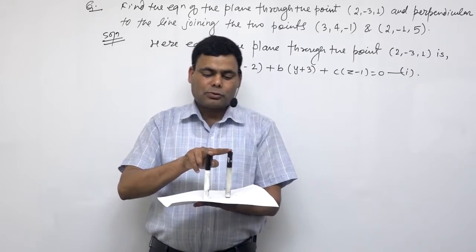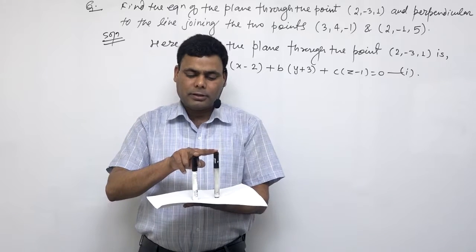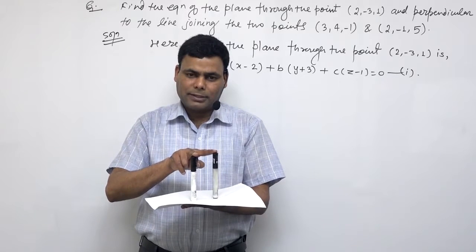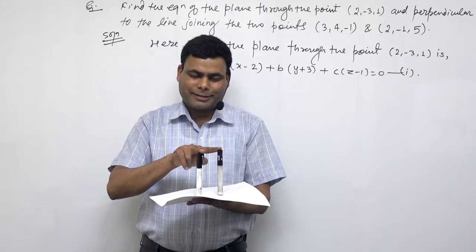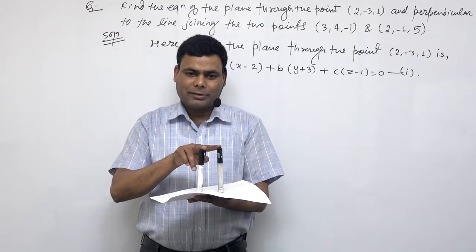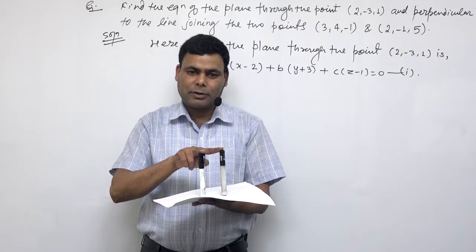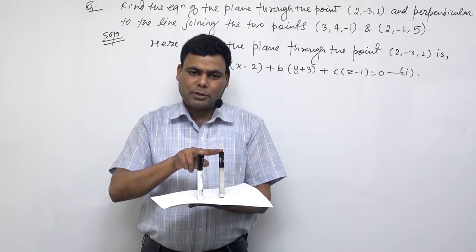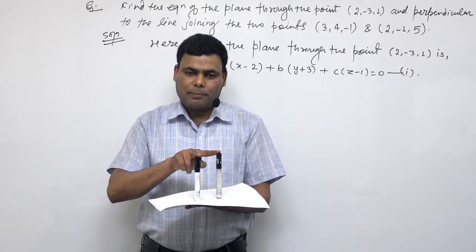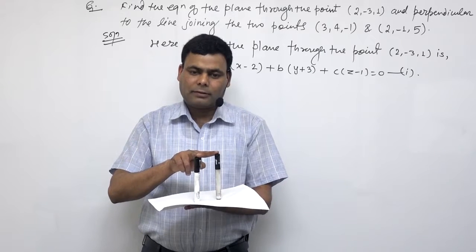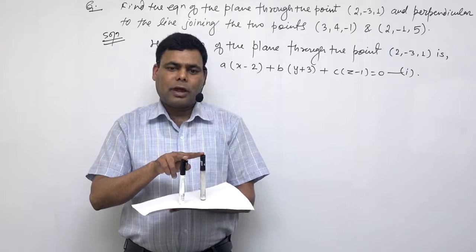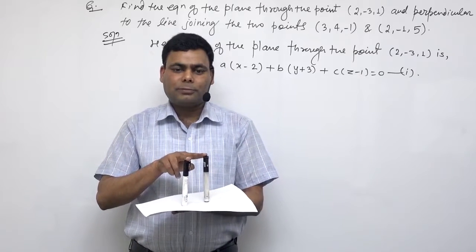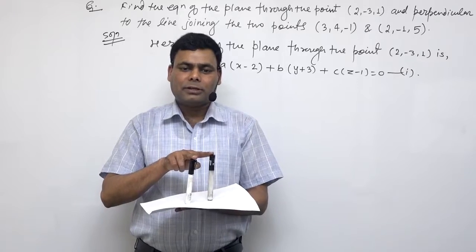Now we have to show that the given plane is perpendicular to this line. We can suppose any one line. If a plane is perpendicular to the line, then the line is parallel to the normal of that plane. So if two lines are parallel to each other, then we have a1 by a2 equals to b1 by b2 equals to c1 by c2.